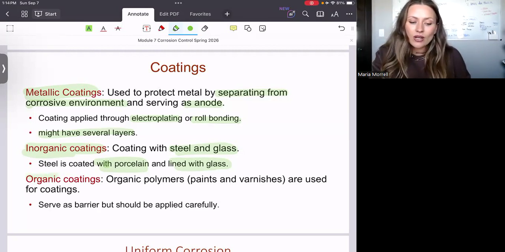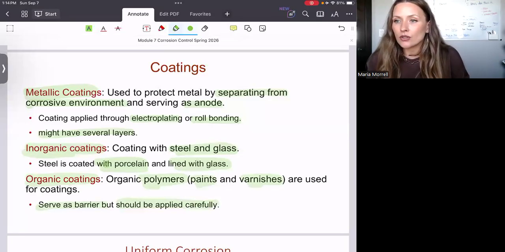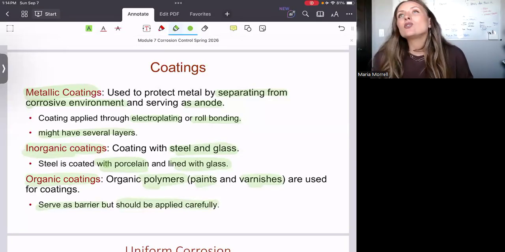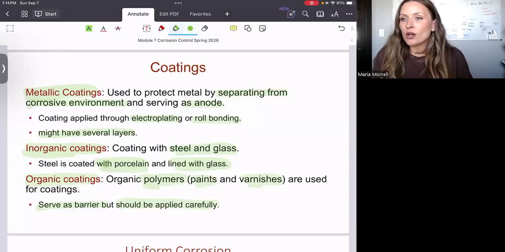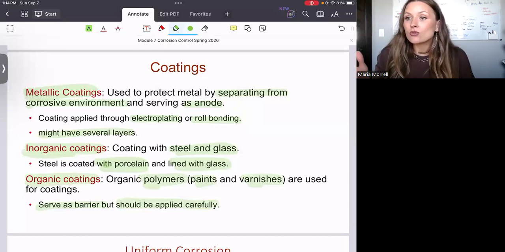You can also use organic coatings, right? With organic coatings, we usually go with polymers, right? We use paints, we use varnishes, and then again, they serve as a barrier, but it is paramount that it should be applied carefully, right? Meaning that you can create a scenario where you chose a coating that is very porous, that allows the moisture to go through. Actually, one of the tragedies happened due to that.